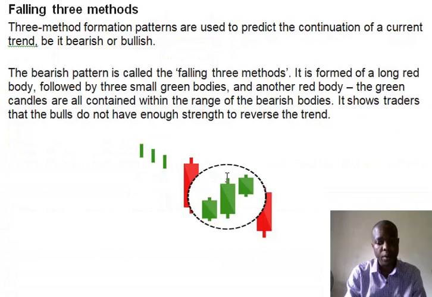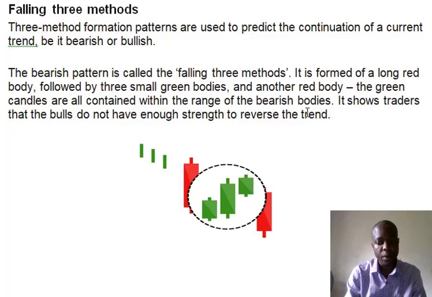So the next now, we also have the falling three methods. The three methods formation patterns are used to predict the continuation of a current trend, be it bearish or bullish. The bearish pattern is called the falling three methods, as you can see, 1, 2, 3. It is formed of a long red body followed by three small green bodies and another red body, as you can see.